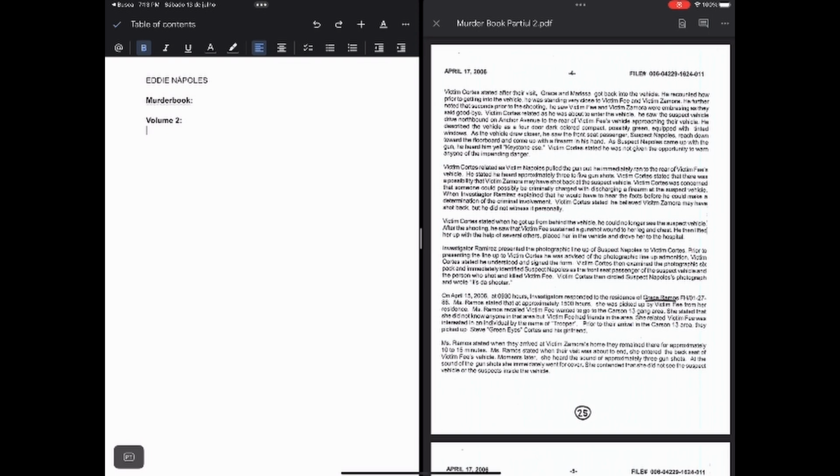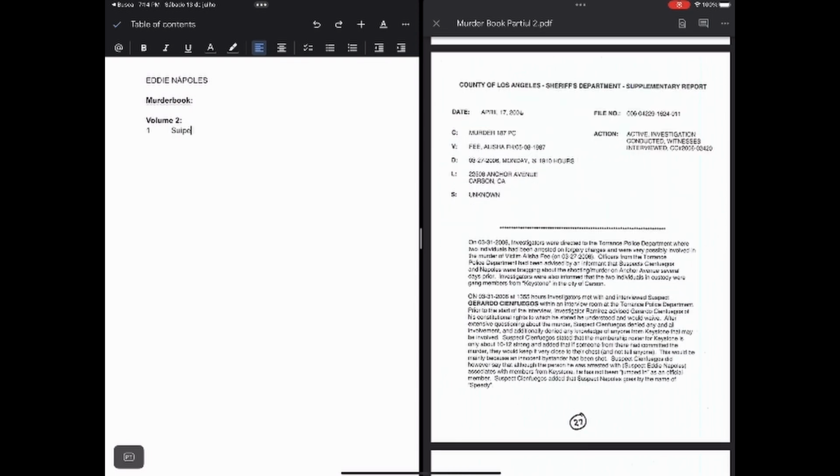And start by numbering the page. So since this is the first page, I'm going to put number 1, right? We'll start with that. You're going to then write down the name of the specific document that you're looking at. So in this case, it would be a supplementary report from April 17, 2006.